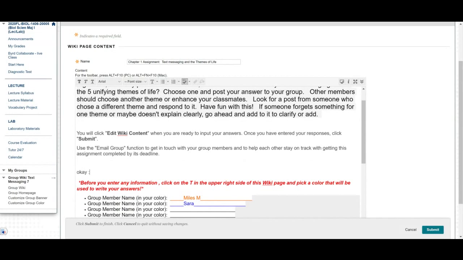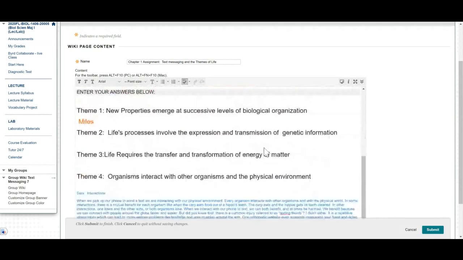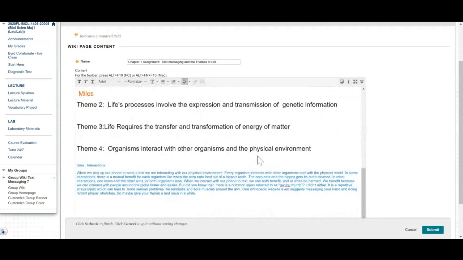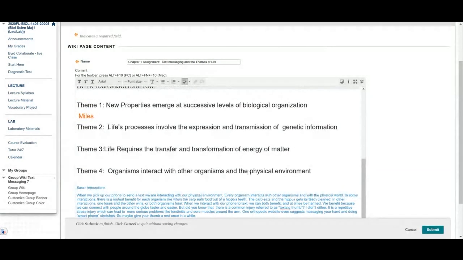So yes, it's a group thing, and you get kind of a group grade. As long as Miles and Sarah complete all 5 themes, and Zane never contributes, I don't even know if Zane's here, but if Zane never contributes, Sarah and Miles get the complete grade, and Zane won't, right? But let's just say Sarah and Miles only do 2 of the 5, then they're both going to get partial credit. They're not going to get full credit either.